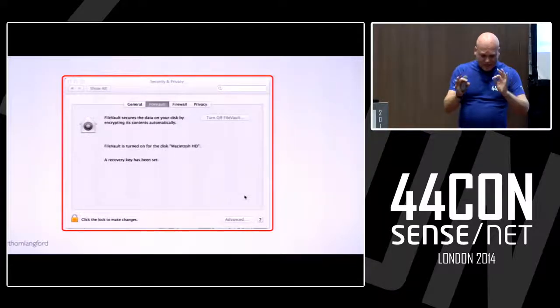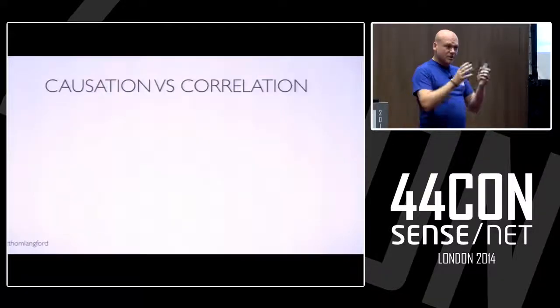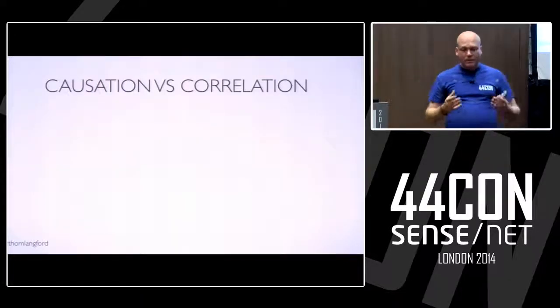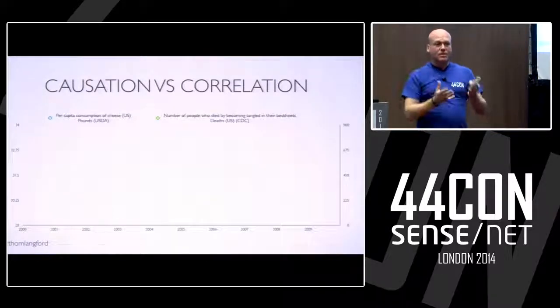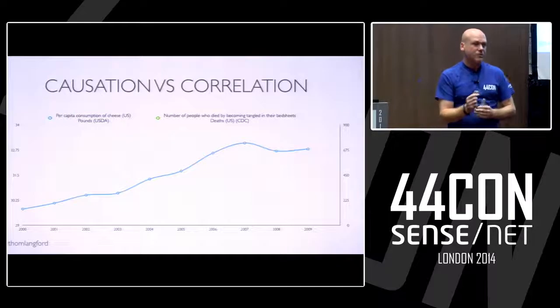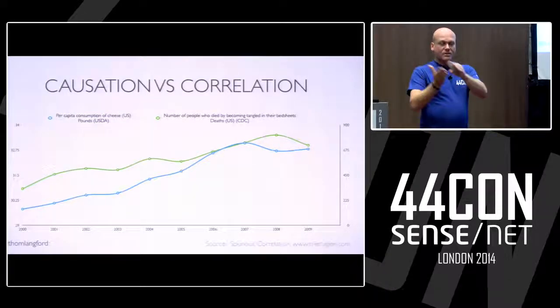And you sometimes get this clash between causation and correlation. You sometimes get this thing that actually we have to do things because this has happened. But causation and correlation are two different things. Causation means one thing will result in another. A correlation just means there is a match.